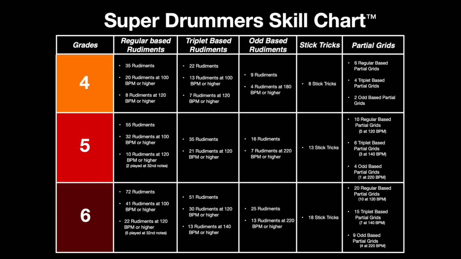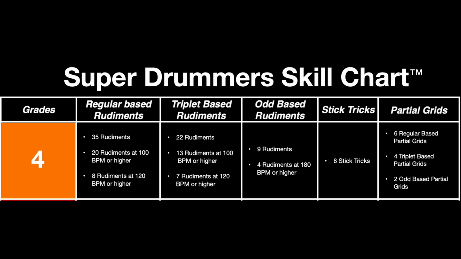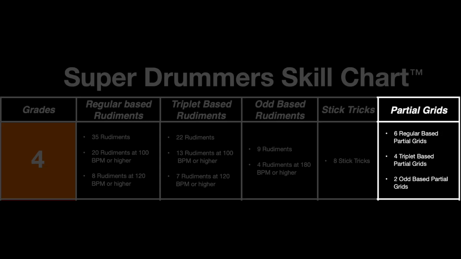And then you could just look all the way down to grade 4, grade 5, grade 6. They get more and more complex and more detailed with what you got to do. And then another major change up, when you look at grade 4 for partial grids, you would have to learn 6 regular based partial grids, 4 triplet based partial grids, and 2 odd based partial grids. So again, the partial grids would be categorized based on what time signature they would fall under.